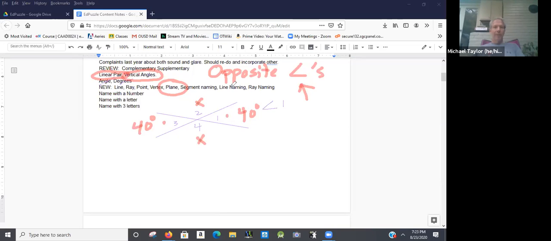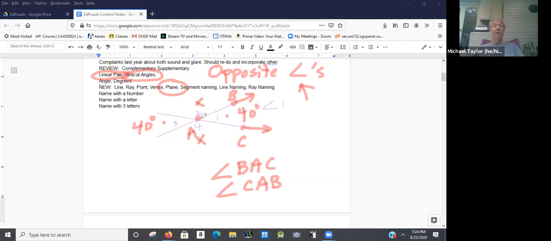We talked about segment naming, line naming, ray naming. Oh, wait, we did not talk about ray naming. Let's just do that real quick. Let's say that's point A, that's point B, that's point C. So my first question for you, angle 1 there. What's the other way I can name angle 1 other than angle 1, based on the fact that I've got points B, A, and C here, right? B, A, C, or angle C, A, B. Those are both correct names for angle 1.